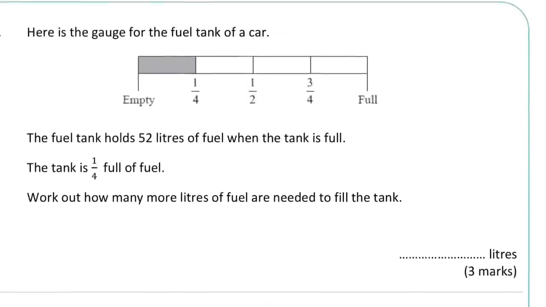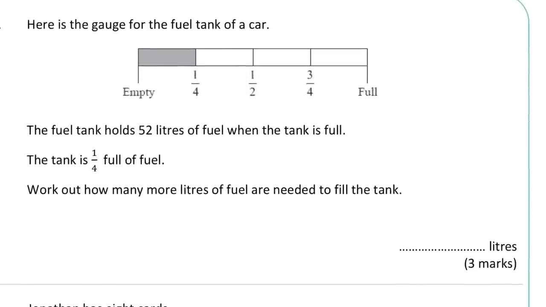Now our next question says, here is the gauge for a fuel tank of the car. The fuel tank holds 52 litres of fuel. When the tank is full, the tank is 1/4 full of fuel. Work out how many more litres of fuel are needed to fill the tank. So it holds 52 litres when it's full. So we could start by working out a fraction of an amount to see how much is left.